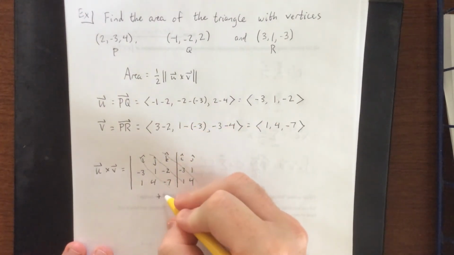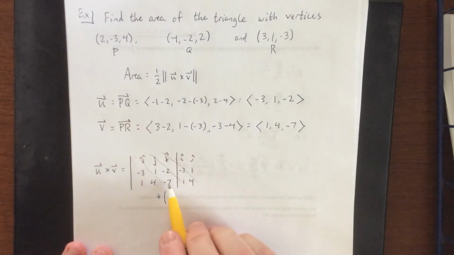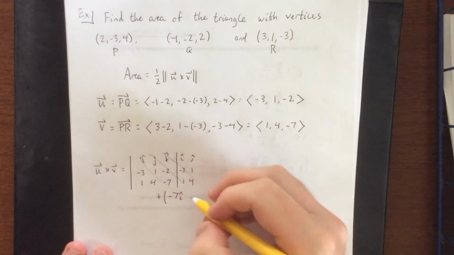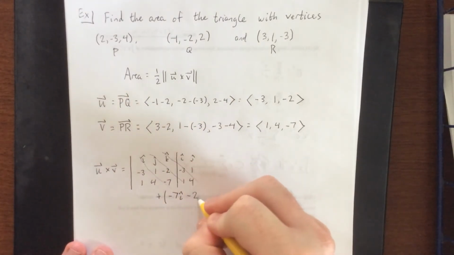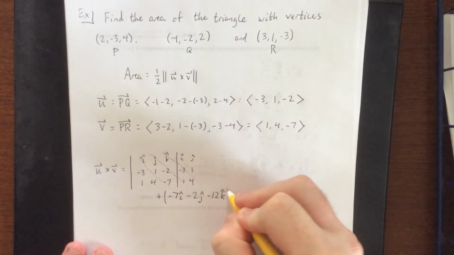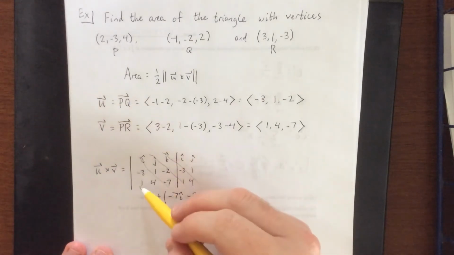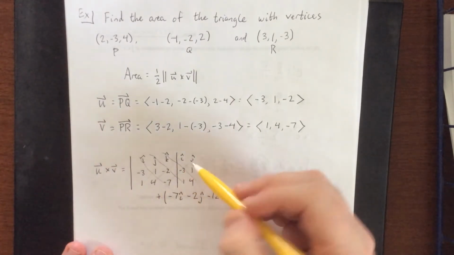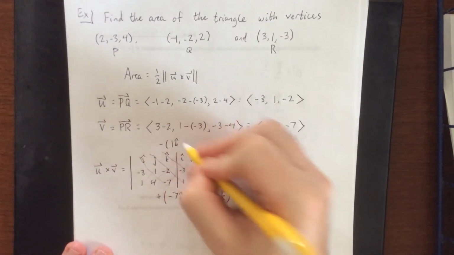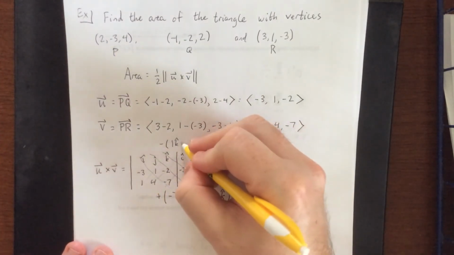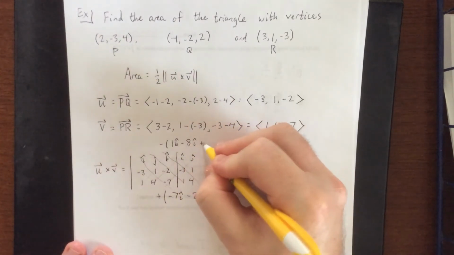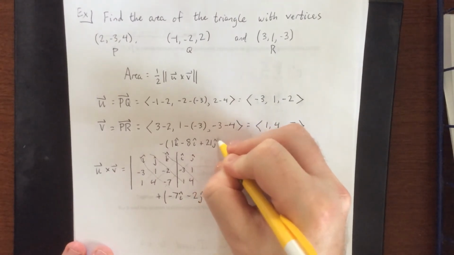So slashes in the downward direction, we account for these with a positive. -7 times 1 for the i component, -2 times 1 for the j component, and -3 times 4 for the k component. I'm sensing a lot of negativity right now. For the upward slashes, we account for these with a minus sign. We have 1 times 1 for the k component, so 1k. 4 times -2 for the i component, that'll be -8i. -7 times -3 for the j component, that'll be +21j.